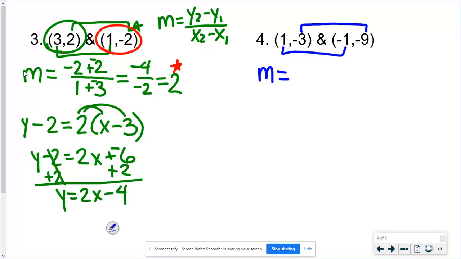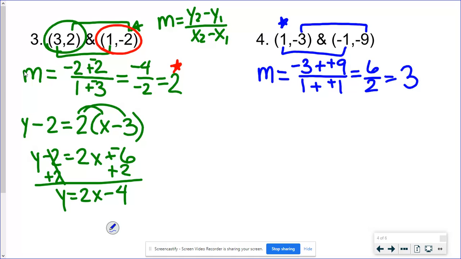All right, for this one. This time I am going to change the order on the slope because it just makes more sense in this problem. I'm going to start with this ordered pair, which means I'll have -3 minus -9, and then 1 minus -1, which gives me 6 over 2, which is a slope of 3. If you had used the other order, you would also get 3. It'd be fine.